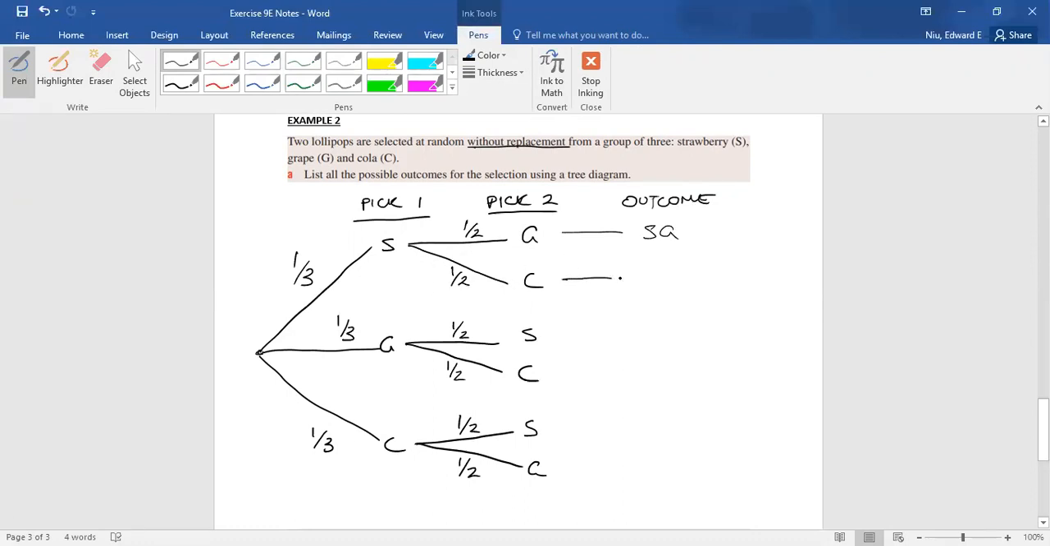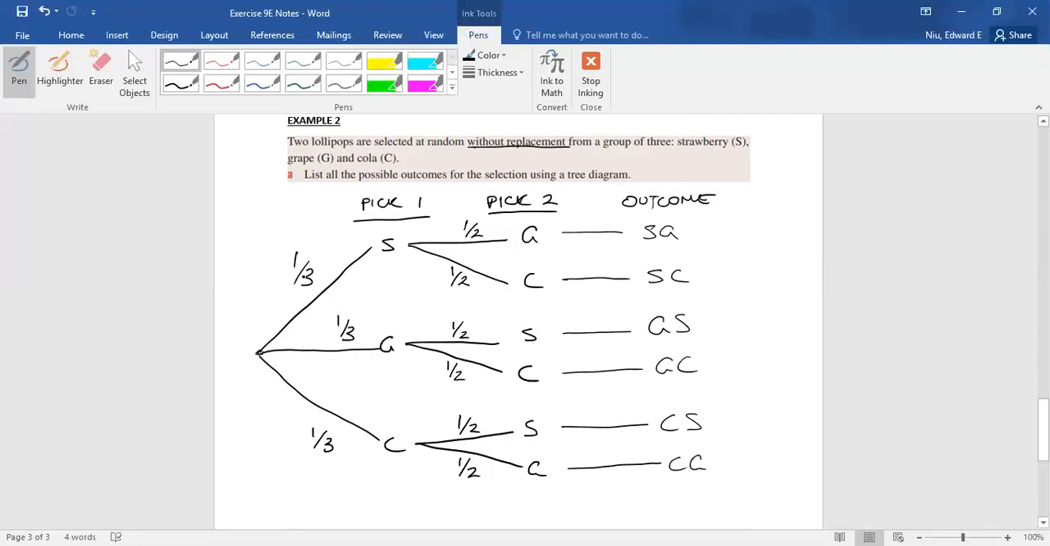Second outcome is going to be getting a strawberry and then a cola. Third outcome is going to be a grape and then a strawberry. Fourth outcome is going to be getting a grape and then a cola. Fifth outcome is going to be a cola, strawberry, and then the last one, cola, grape. What we notice is there's 1, 2, 3, 4, 5, 6 outcomes.